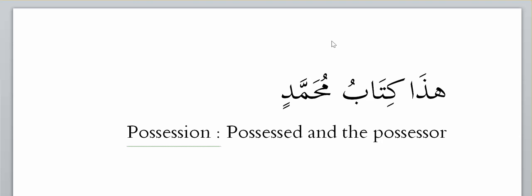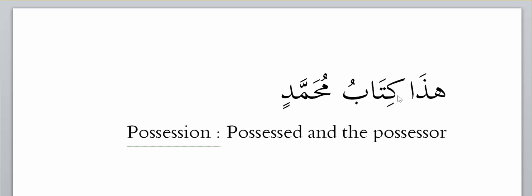We also call this in English possession. That's what it's called in English, possession. In Arabic, we call it al-idafa. But I'm not going to worry you with too many words. So it's made up of two parts: al-mudafu wal-mudafu ilayh. And it means the same thing: the possessed and the possessor.